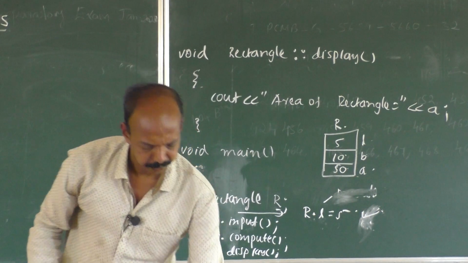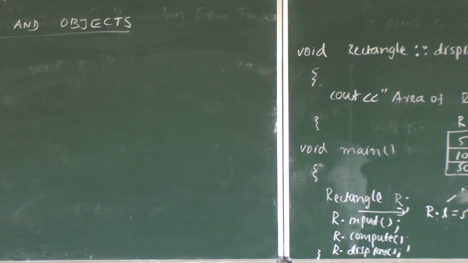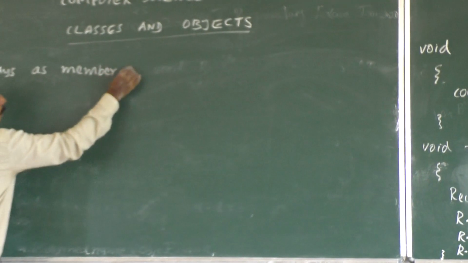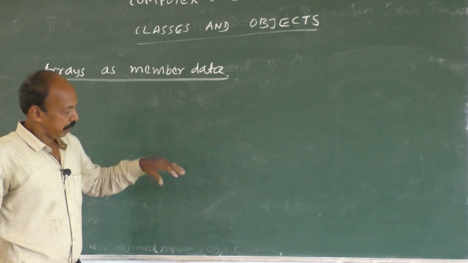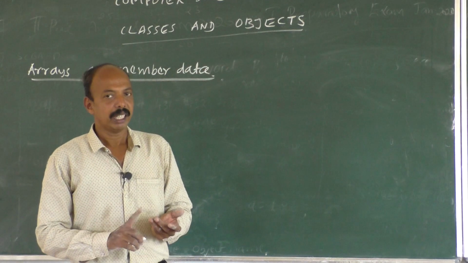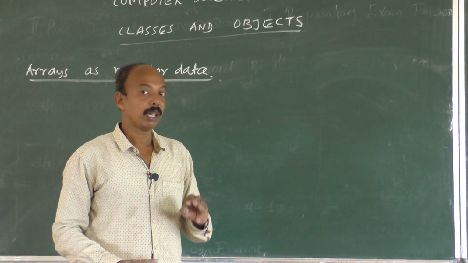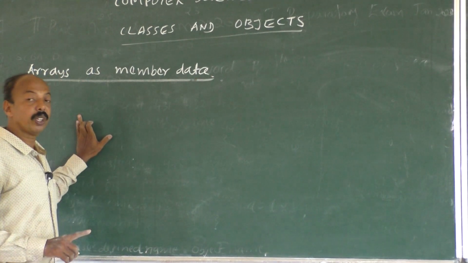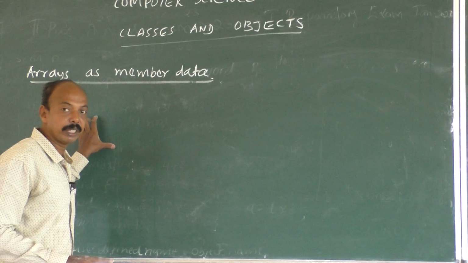Moving to the next topic, arrays as member data. The program which we have just discussed had the data members length, breadth and area, which are primary data values. But what about the data which are of type array? First of all, what's an array? Array is a collection of elements of the same data type that's given a single name.